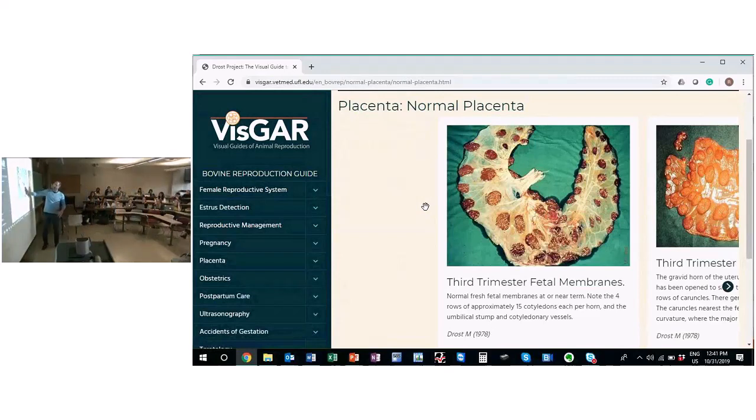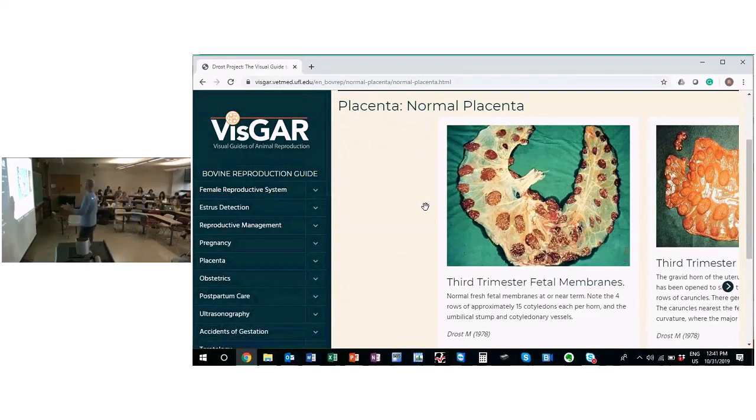So this is what the placenta actually looks like. This is basically the extraembryonic membrane. Inside of this bag here is the baby, the fetus. All of these dots here were at some point attached to the endometrium of the mother. And through that attachment, you would have the exchanges of gases and everything else.